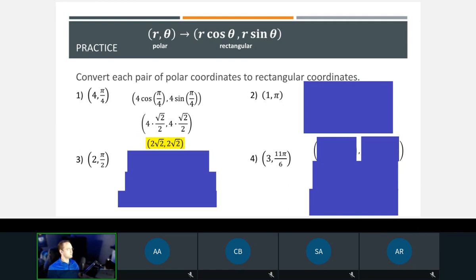Any questions on converting from polar to rectangular? It is simple enough. I agree. So let's do number 2. You think 2 minutes for number 2 is going to be enough? It might be just enough. We'll see. All right, everyone, do number 2. I'll give you 2 minutes. Ready, go.